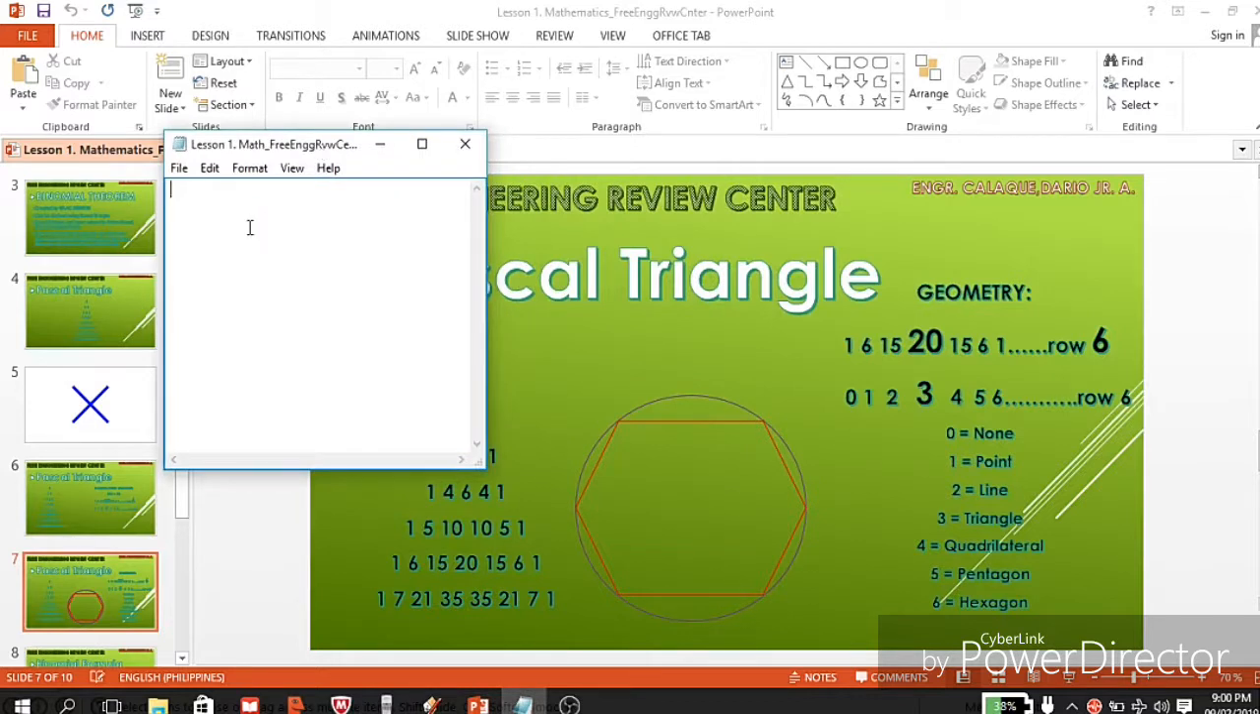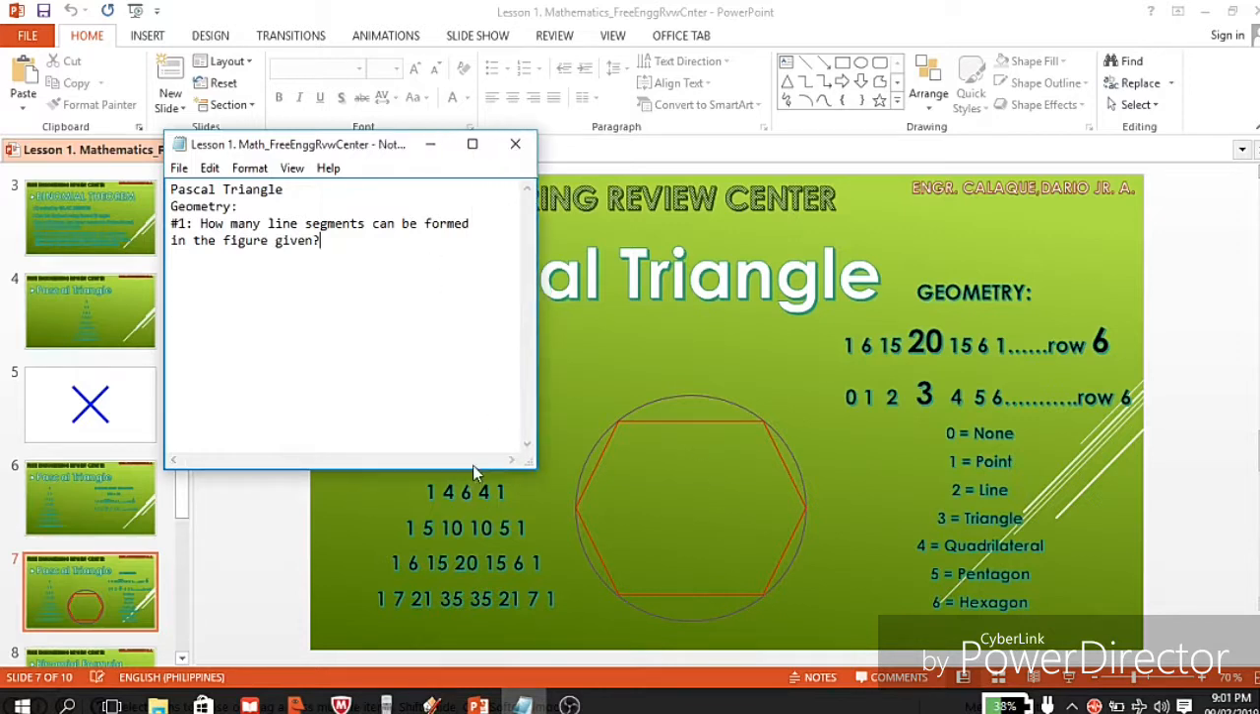So this is Pascal's triangle under geometry. What if the problem is this: how many line segments can be formed in the figure given? So this is the figure. The problem is how many line segments can be formed in this figure. Number 2.